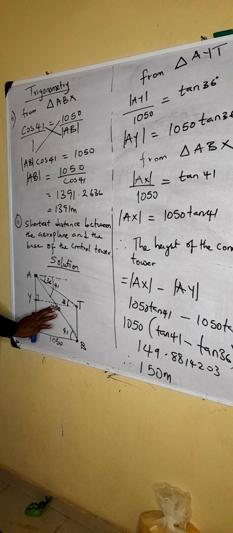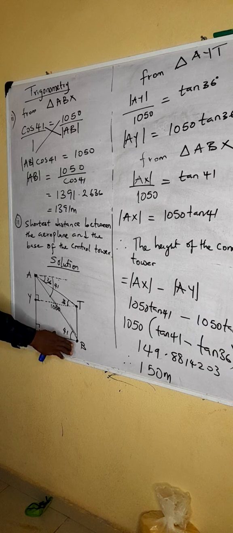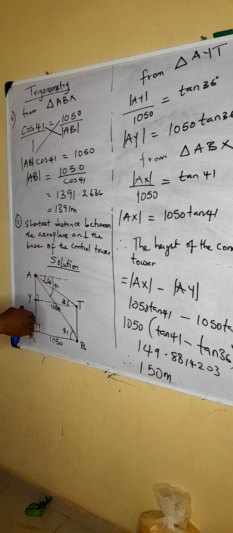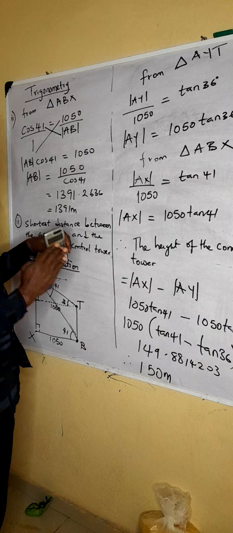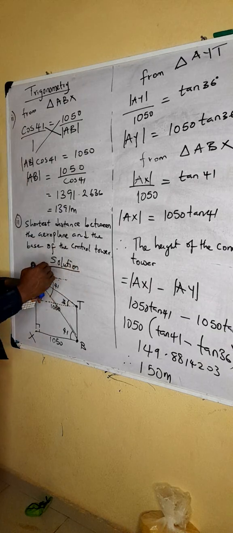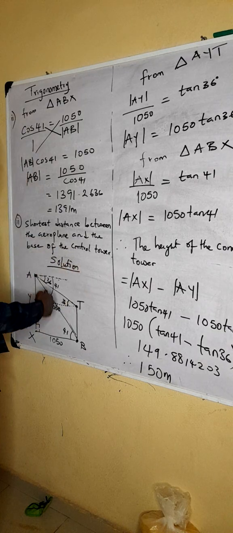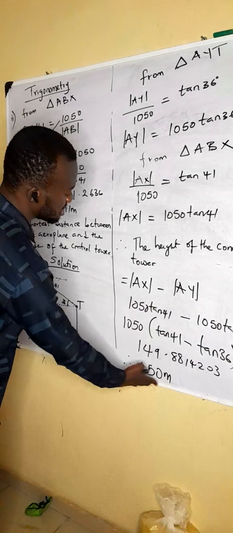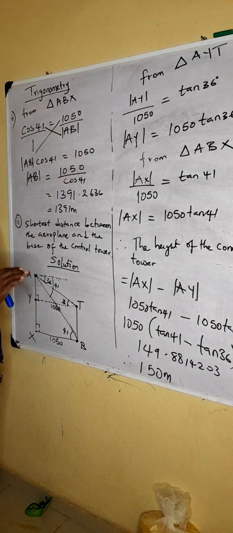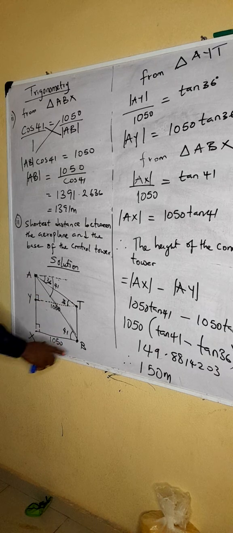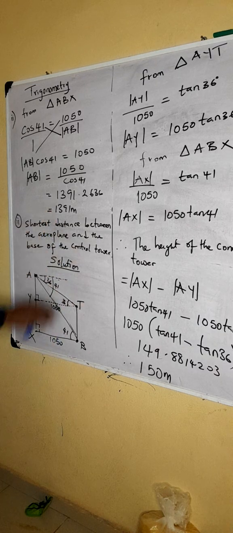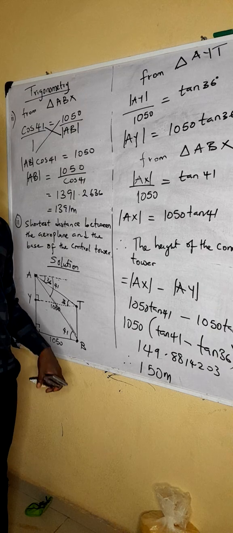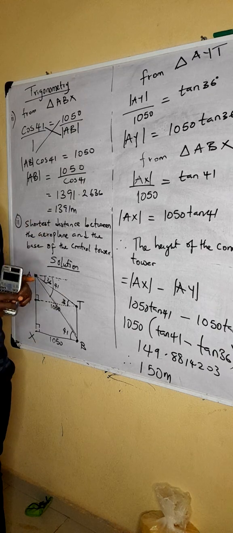So remember this diagram. With this, you have 2 right angle triangles, which are AYT and AXB. Once you identify the 2 right angle triangles, you can solve for the sides that you need. With that you can get the height of the control tower, which is the first question, and the second question is the shortest distance between the aeroplane and the base of the control tower, which we got as 1391. So with this, we come to the end of this particular problem.